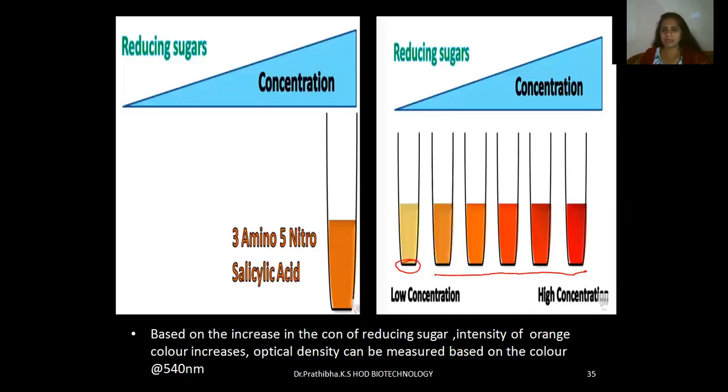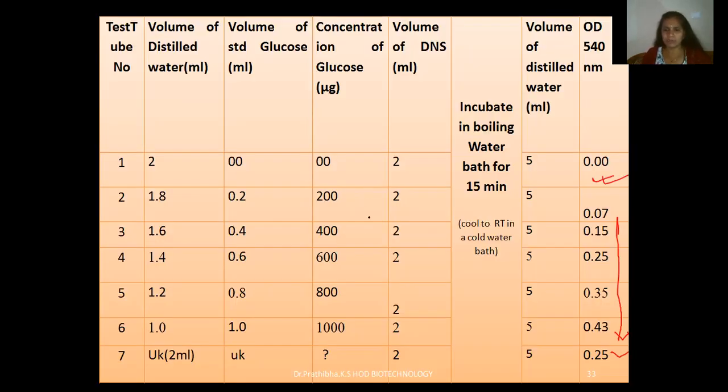Once you get these ODs, you need to take a graph sheet. In the graph sheet, you first write what is the y-axis and what is the x-axis. You can write this as the x-axis, this as the y-axis, and this is the origin, that is 0. On the x-axis you need to take the known concentration. The concentrations we have taken here are 200, 400, 600, 800, 1000. These are the known concentrations.